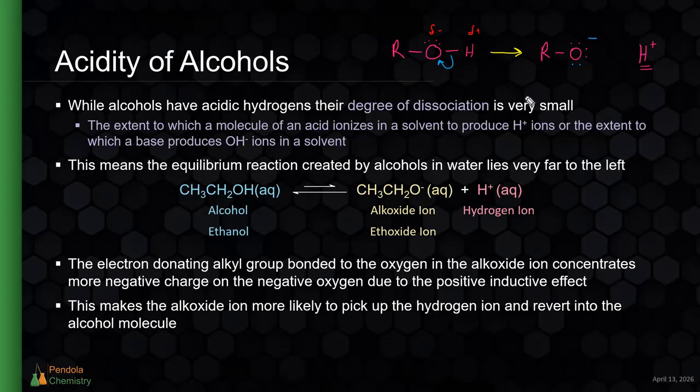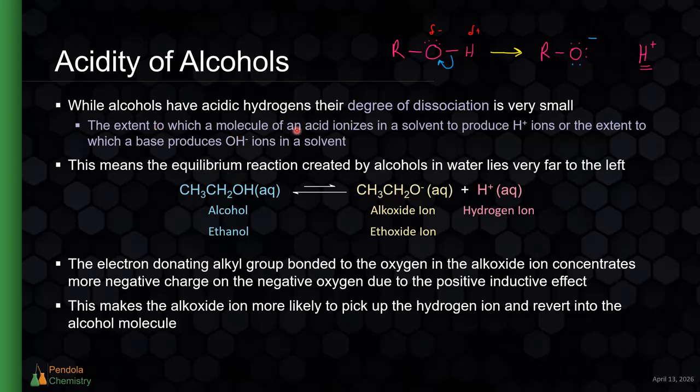We can see here an actual example using ethanol. Ethanol can get rid of its OH hydrogen and create CH3CH2O minus and the hydrogen ion, acting essentially as an acid. However, this reaction, which is an equilibrium reaction, has the equilibrium lying very far to the left. And unlike most acids that we're used to thinking about, like sulfuric acid, hydrochloric acid, and nitric acid, the alcohols act like very, very weak acids.